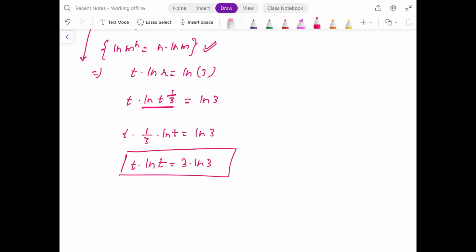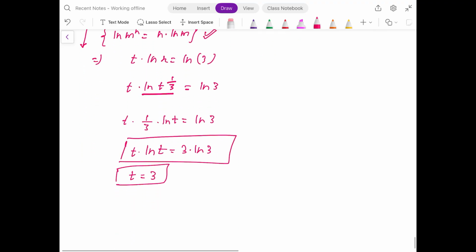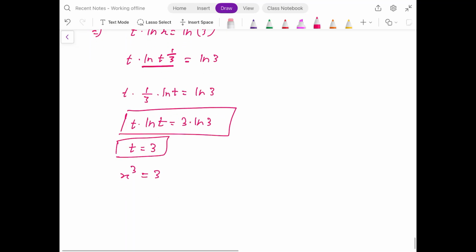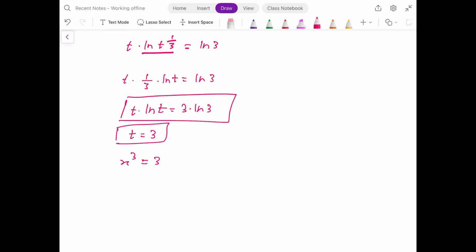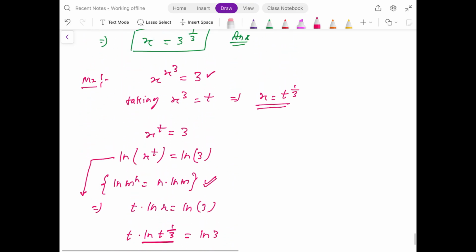This is possible if and only if t is equal to 3. So when t is equal to 3, and we have earlier assumed that t is equal to x cube, the resultant equation will be x cube is equal to 3, and applying the cube root on both sides, the equation will be x is equal to 3 to the power 1 by 3. So this is the required answer. This is the second method, showing how we can use logarithms to solve this equation.